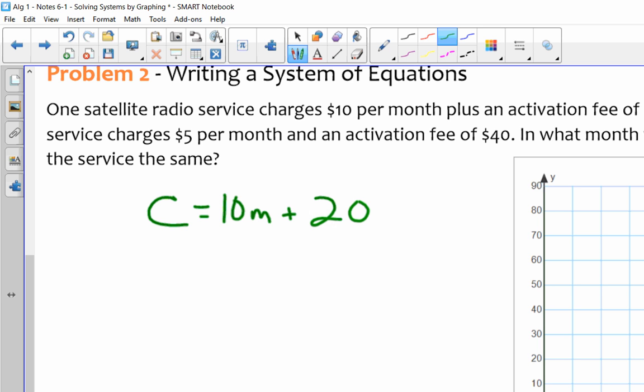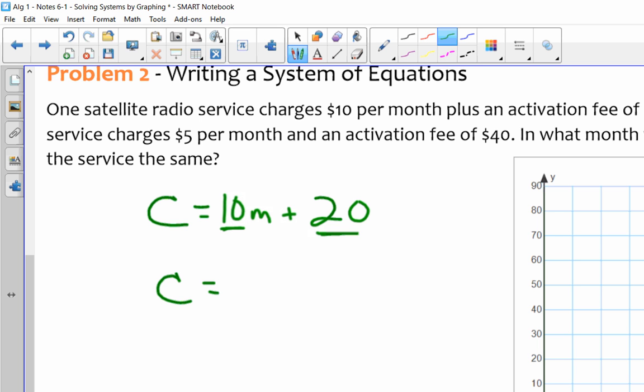Okay. So that's the first bill. Hopefully you understood that. My bill that I get in the mail or online to activate my service is going to cost me 20 bucks. Someone's going to flip a switch and say, this person's good to go. Then for me to actually use that satellite service, it's going to cost me $10 per month.